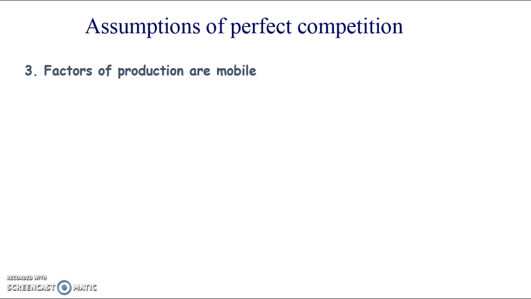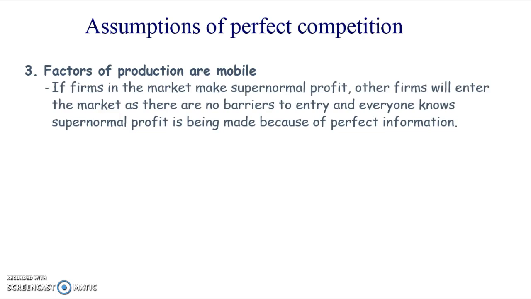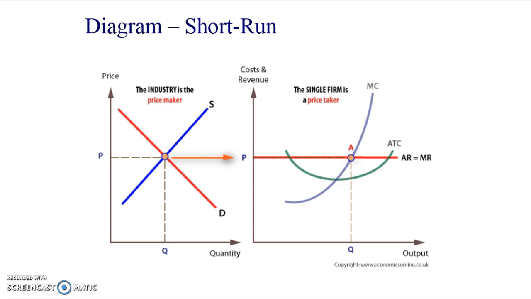And another assumption, and the final assumption actually, is that factors of production are mobile. So we can move our resources into this market and we can move our resources out of this market very easily. So I suppose that, if they weren't mobile, that would be a barrier to entry as well. So if they're making less than normal profit, they're going to leave. And if the market is making more than normal profit, so supernormal profit or abnormal profit, and because there are no barriers to entry and everyone knows they're making supernormal profit, firms are going to move into the market.